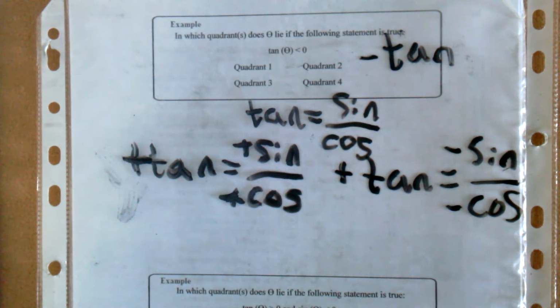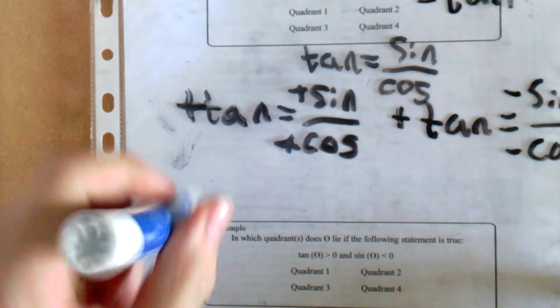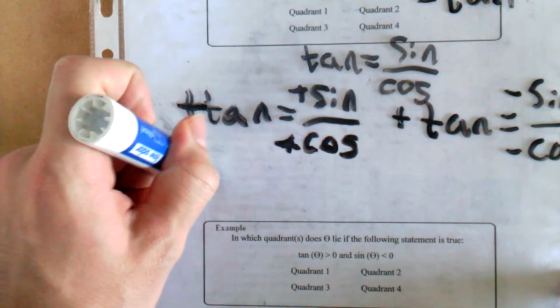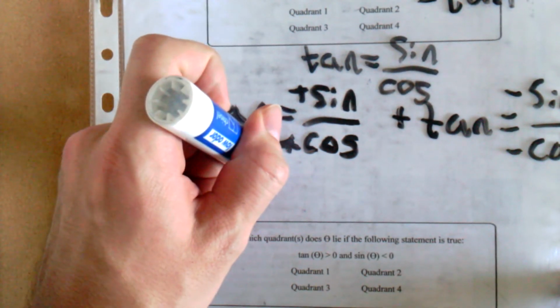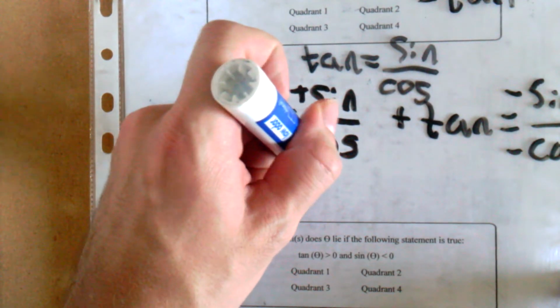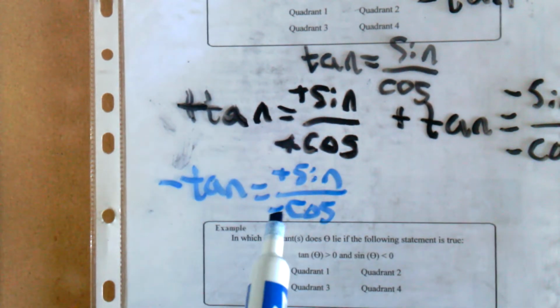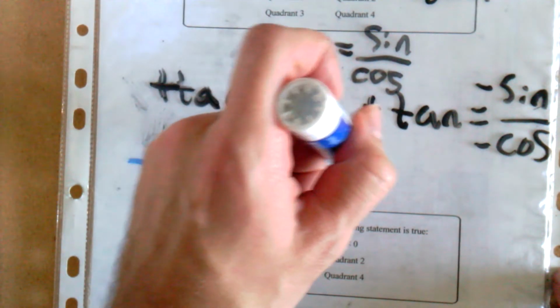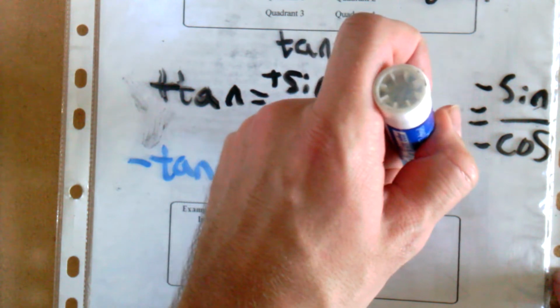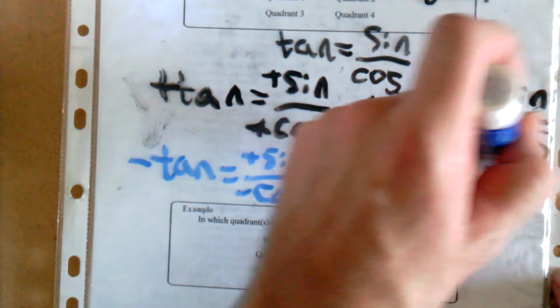Now let's look at when tangent can be negative. Tangent can be negative in two cases also. If sine is positive while cosine is negative. Because when you divide a positive number by a negative number, you get a negative number. And tangent can also be negative the other way around, if sine is negative and cosine is positive.